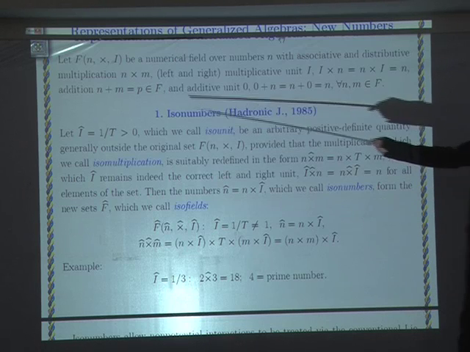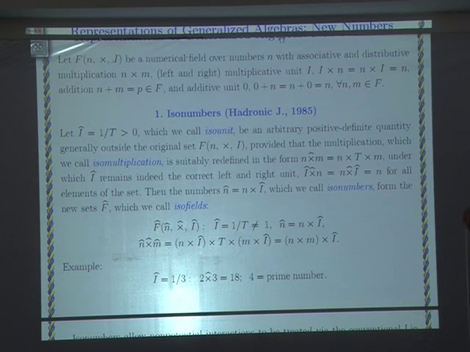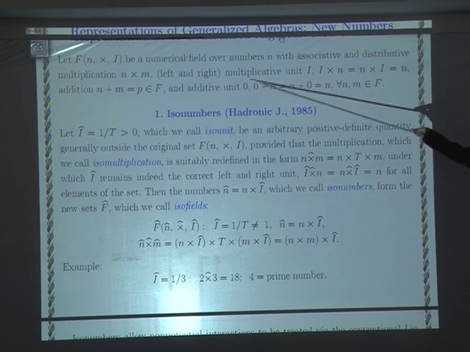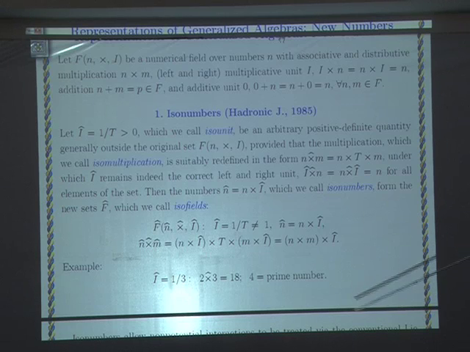Let us select some numerical field of known numbers. Numerical field means that we have some set of numbers, and we have defined operation of multiplication and operation of addition, and corresponding units, ones for multiplication and zeros for addition. This means numerical field. And the idea proposed by Professor Santilli was to change this unit.